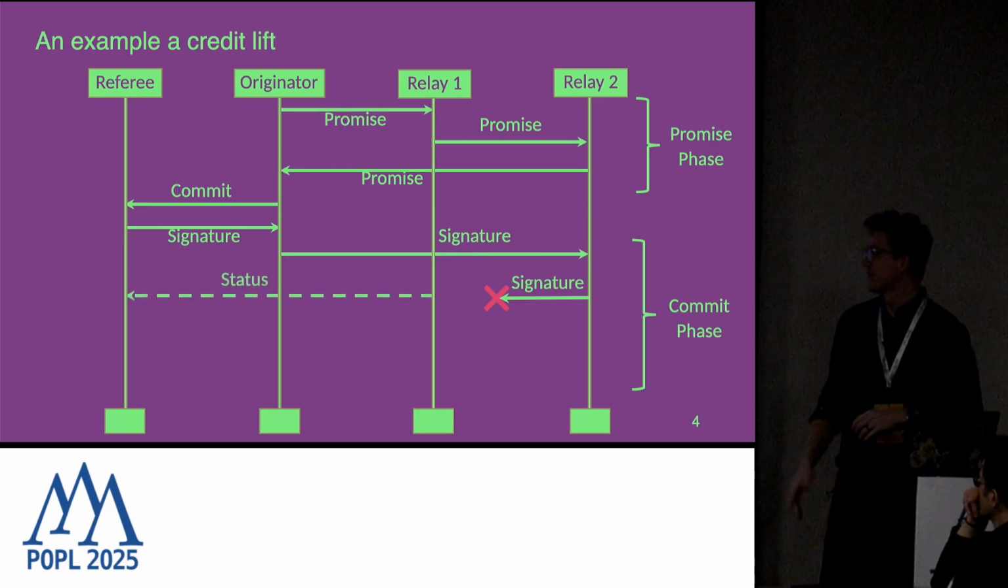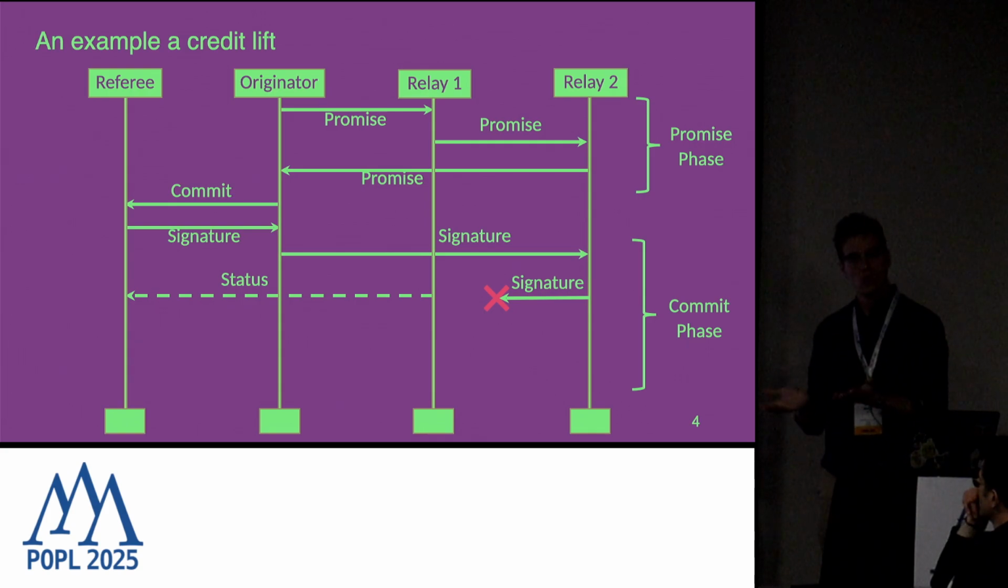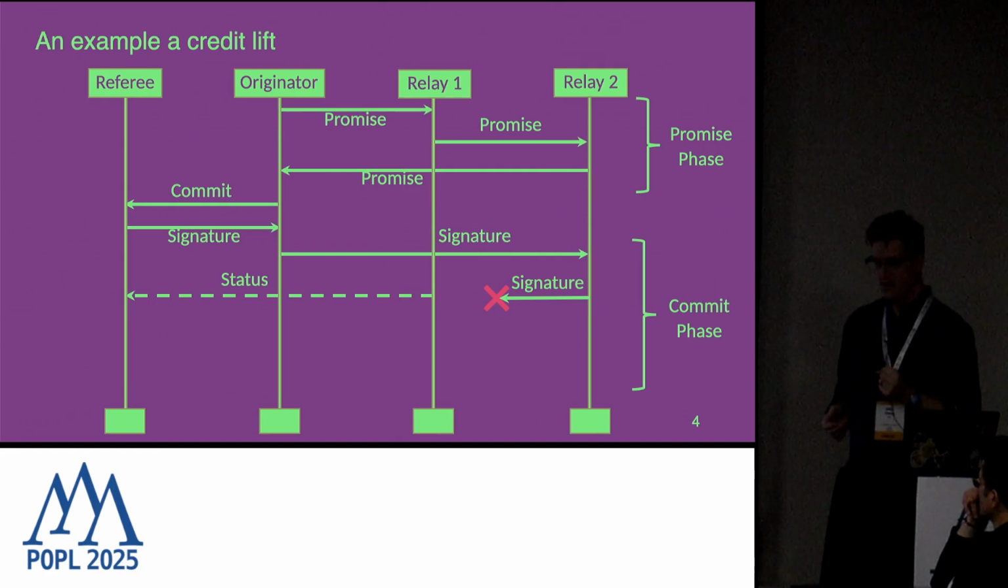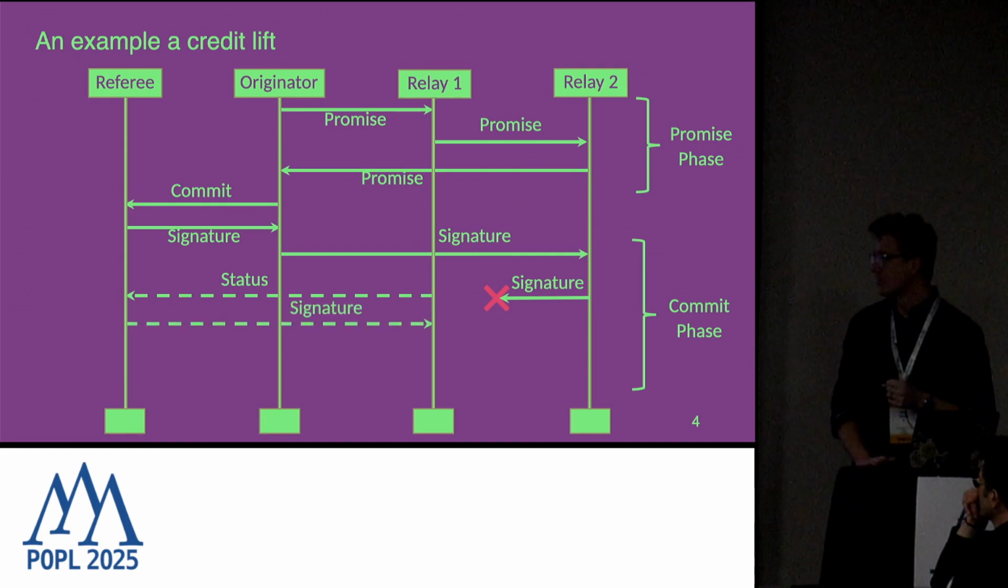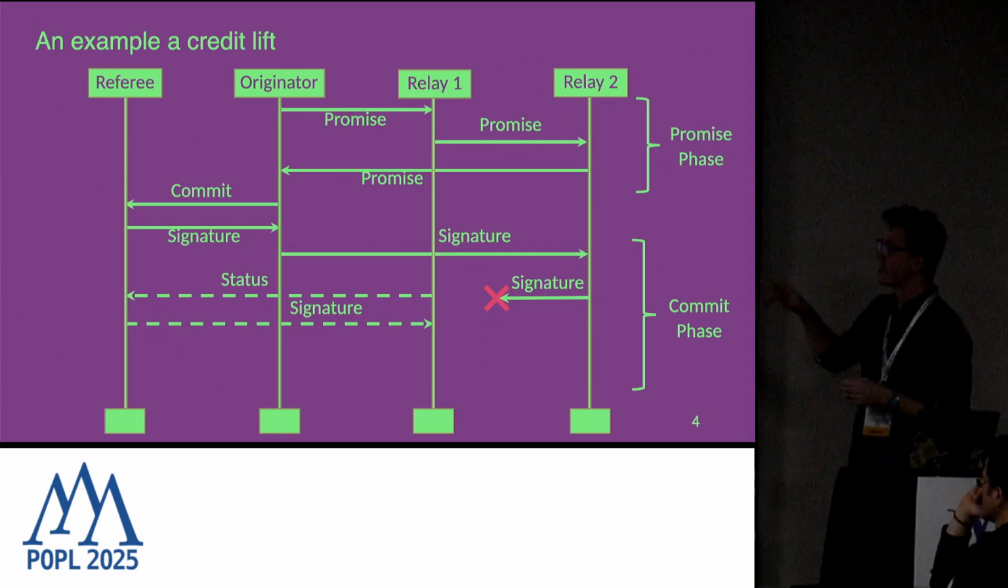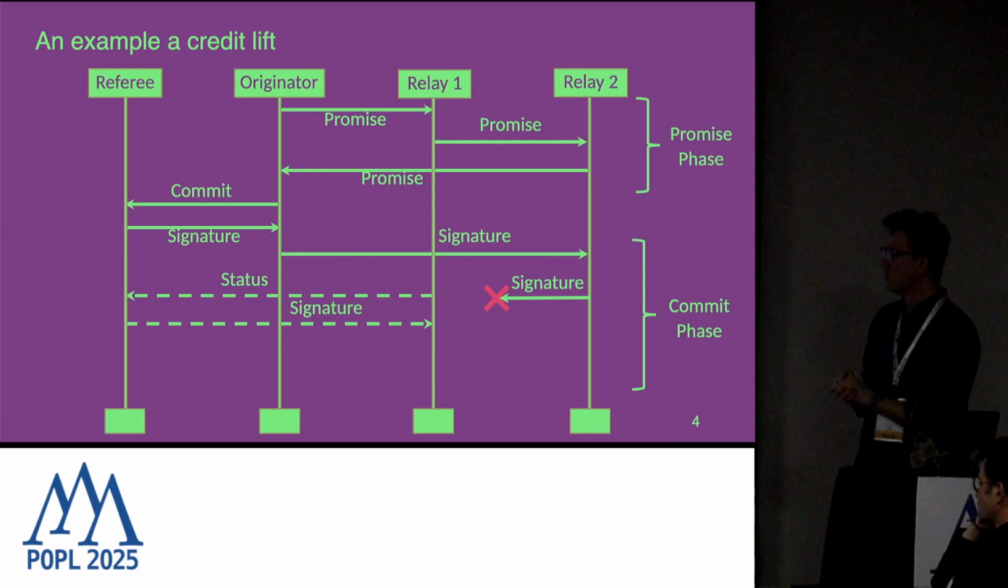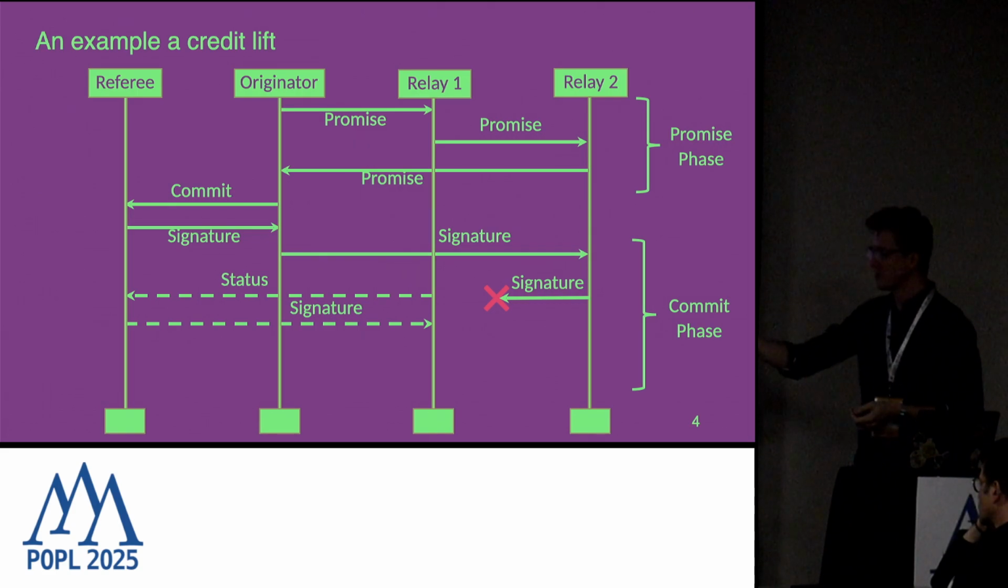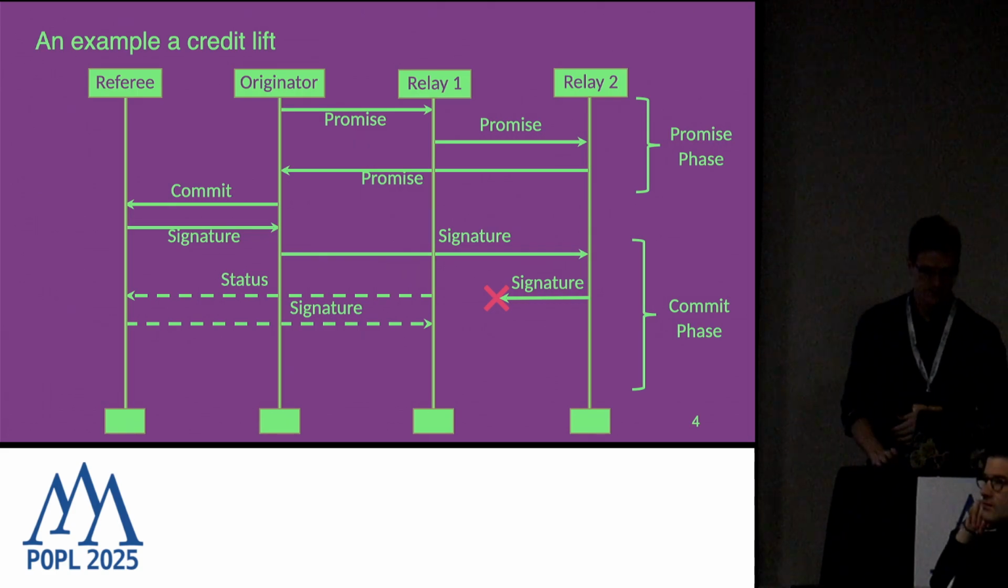What it can do is reach out to the referee and say, hey, what's the status of this lift? At which point the referee can look in its records and say, oh yes, I know this lift. Here is the signature. So you can see that all the active nodes are able to reach a consensus that we're supposed to forgive each other's debt. And relay 2, if it were ever to become active again, could also reach out to the referee to find the status. So that's how we're reaching a consensus.